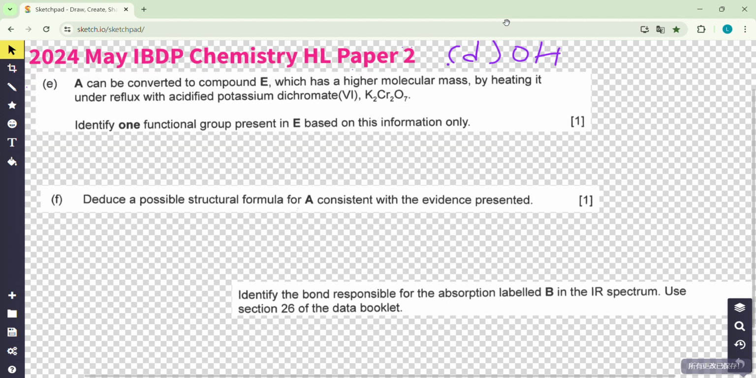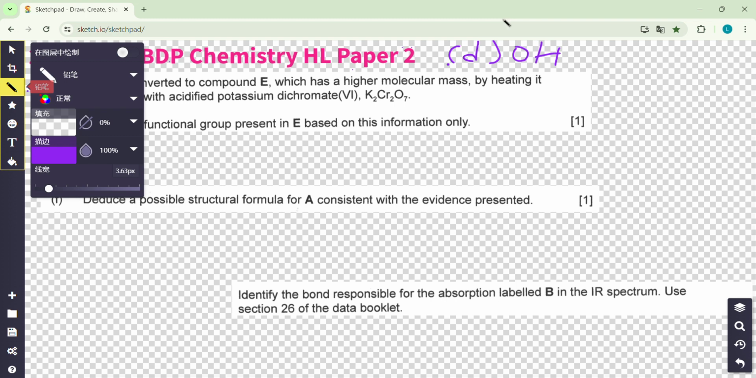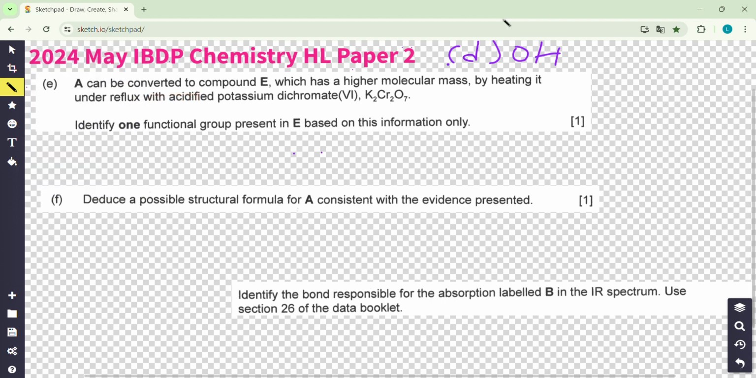I can look at the other two questions. Compound A, the compound that we are clear about, can be converted to compound E, which has a higher molecular mass, by heating it under reflux with acidified potassium dichromate. Then identify one functional group present in E, the product, based on this information only. Acidified potassium dichromate, do you remember which group it is? Yes, you got it, COOH. Well done. But it's E, not A.